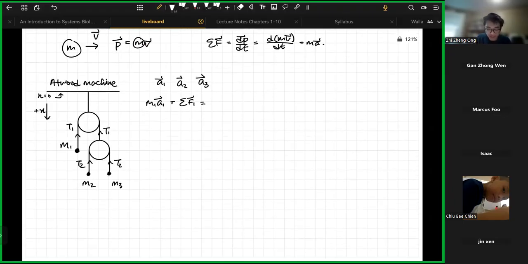The world just is. So m1a1 is equal to the sum of forces on mass one. Since we chose down to be positive, we have gravity and then tension. I use a minus sign because tension is pointing up here. Same thing for m2a2. Same thing for m3a3.